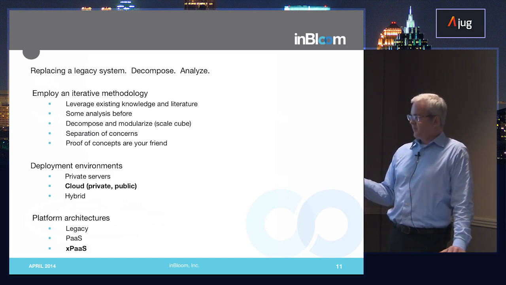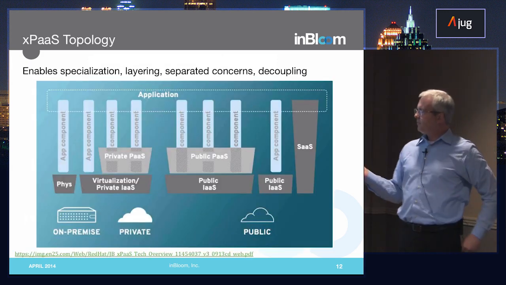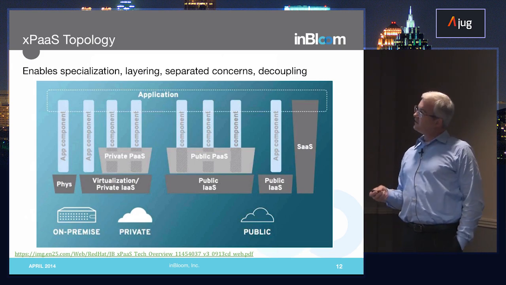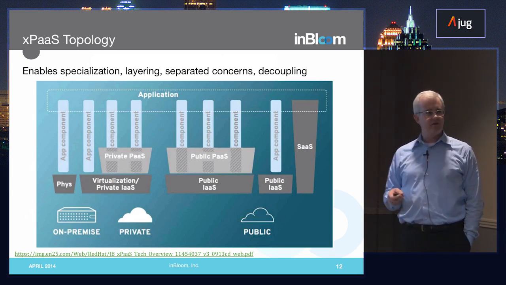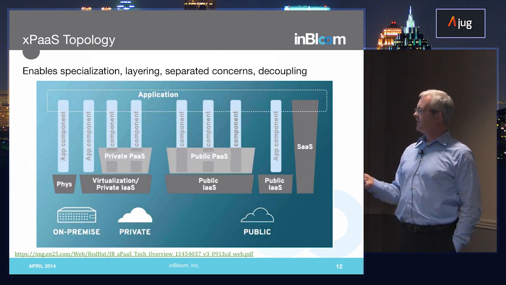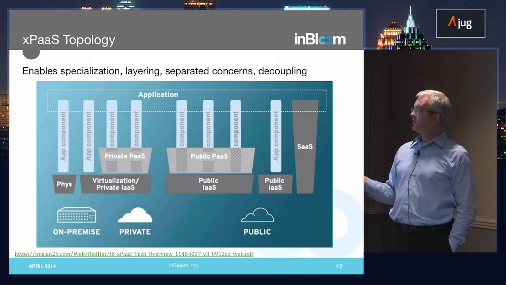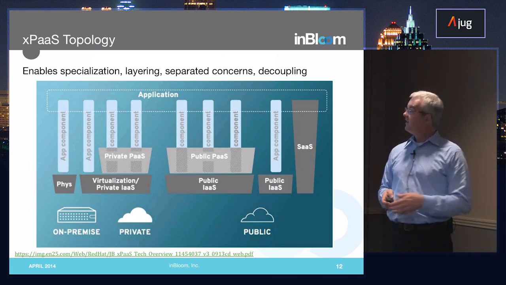And then different platform architectures, everybody's heard of PaaS, and then xPaaS is a newer concept. But this comes out of a Gartner study from a couple of years ago, and Red Hat's jumped on this. But basically, this looks very familiar and it's very common sense. It's creating an application from a bunch of different platform offerings, which may be platforms, they may be services, they could be infrastructure underneath, whatever.